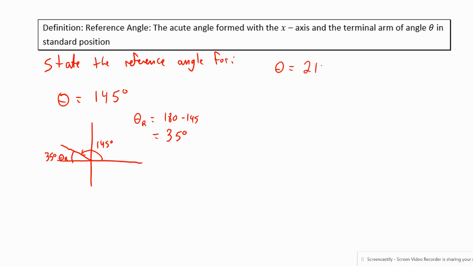if I have 212 degrees, this would be down here, because this is 180, so I'm going slightly past like this. So this is 212. Well, my reference angle in this case is going to be 212, the whole thing, minus 180. So we want to eliminate the top part and just have this reference angle here. So theta r would be 212 minus 180, which is 32 degrees.